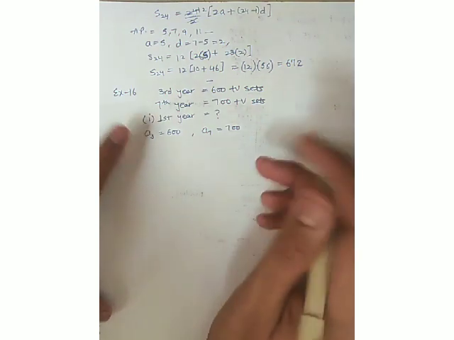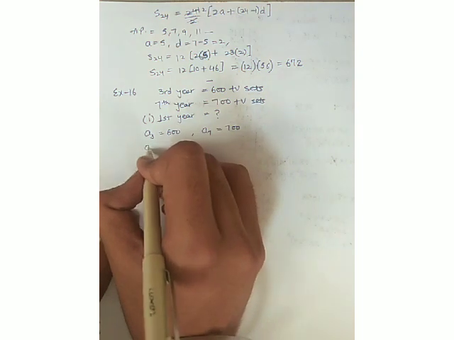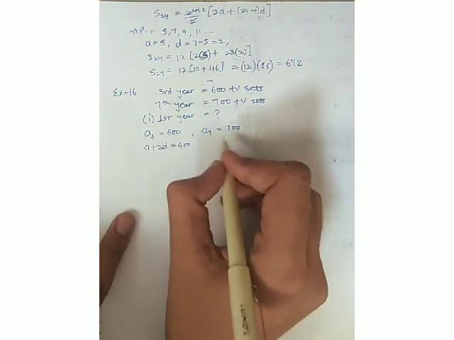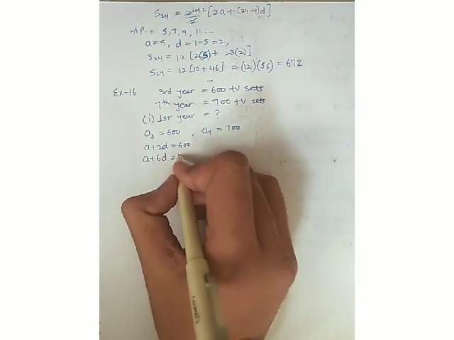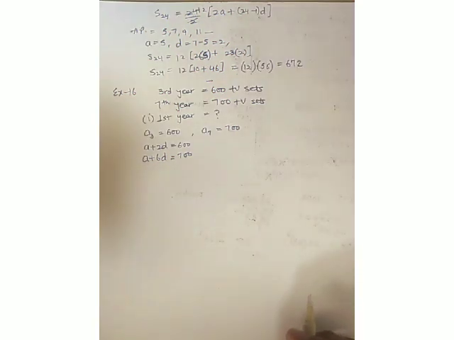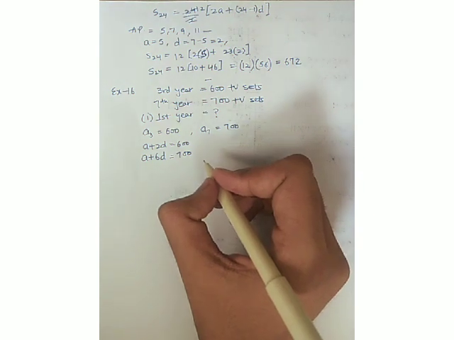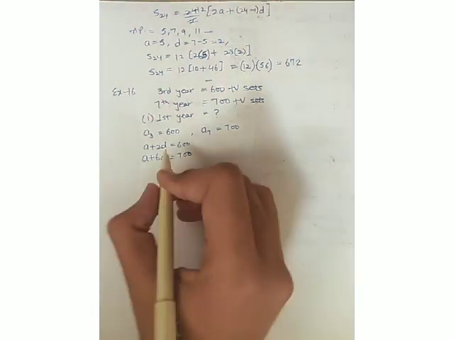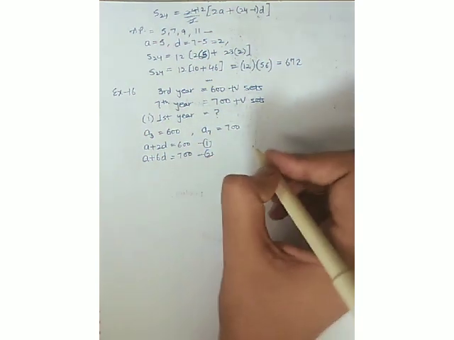Now A3 can be written using the formula of the nth term that we have learned in exercise 5.2. A3 will be A plus 2D, equal to 600. And what is A7? A7 will be A plus 6D, which will be equal to 700. Now using the linear equations methods that you have learned in ninth class as well, that is the elimination method, the substitution method, the cross multiplication method. Here is A, here is also A, so just number these equations.